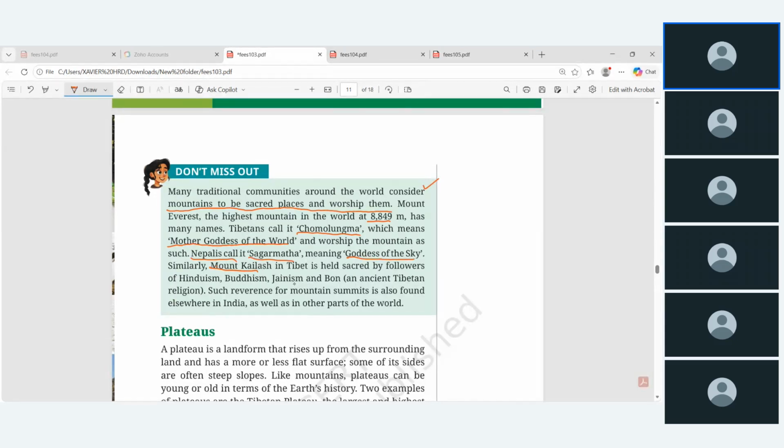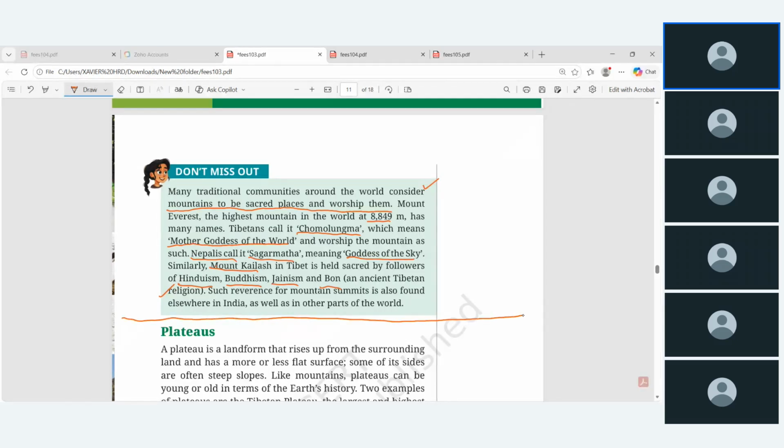Similarly, Mount Kailas in Tibet is sacred to followers of Hinduism, Buddhism, Jainism, and Bon. So Mount Kailas is not only a sacred mountain for Hinduism, it is also a sacred mountain for Buddhism, Jainism, and Bon. Bon, as they have mentioned here, is the ancient Tibetan religion. Such spiritual reverence for mountain summits is also found everywhere in India and other parts of the world. So up to this, the mountain region we completed.